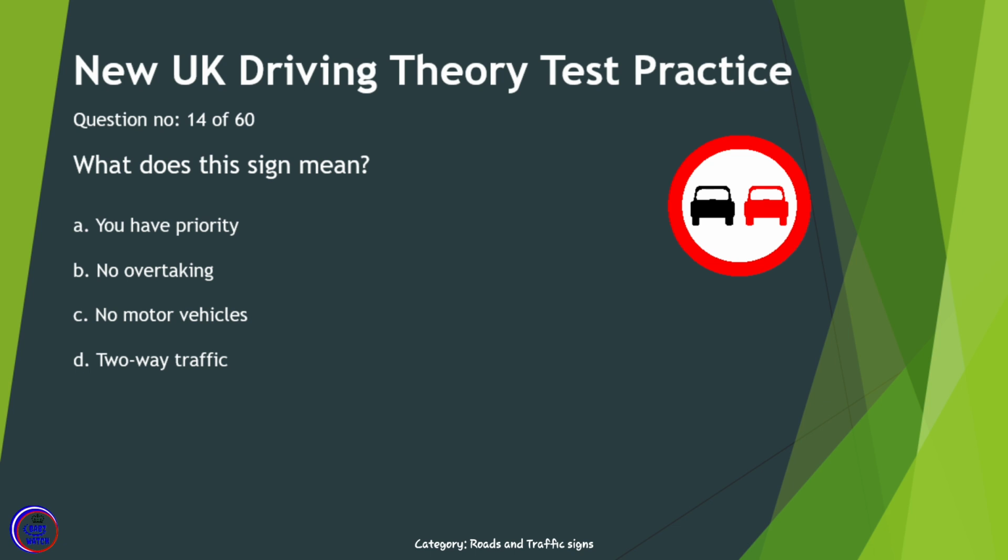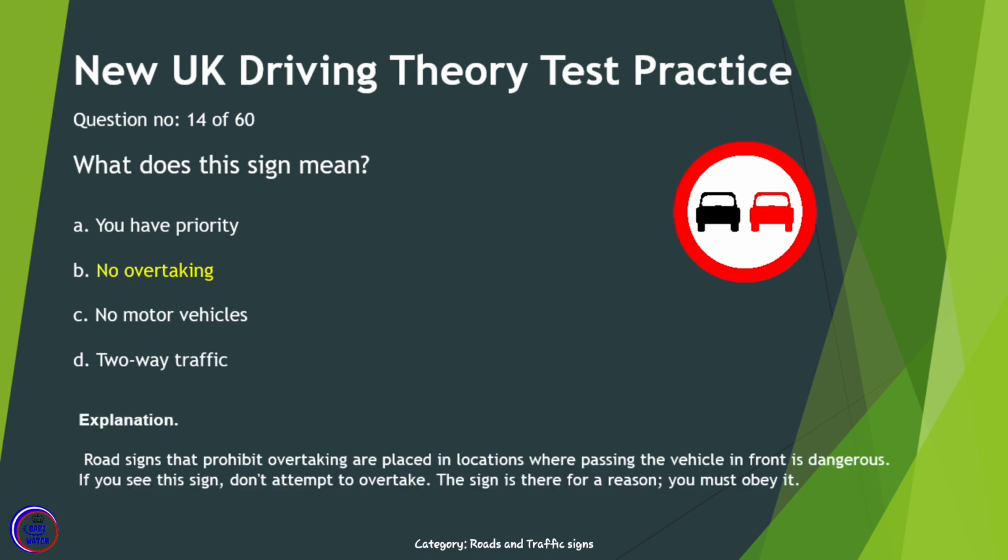A. You have priority. B. No overtaking. C. No motor vehicles. D. Two-way traffic. The correct answer is B. No overtaking. Explanation. Road signs that prohibit overtaking are placed in locations where passing the vehicle in front is dangerous. If you see this sign, don't attempt to overtake. The sign is there for a reason.